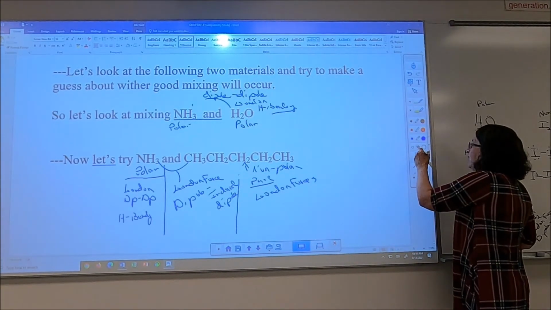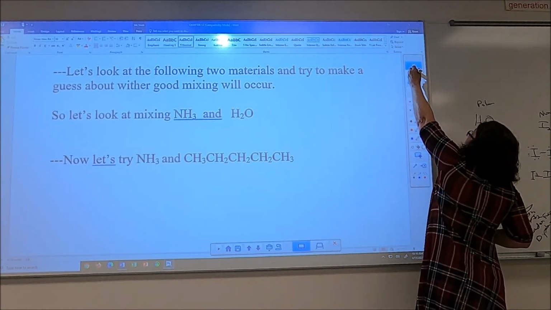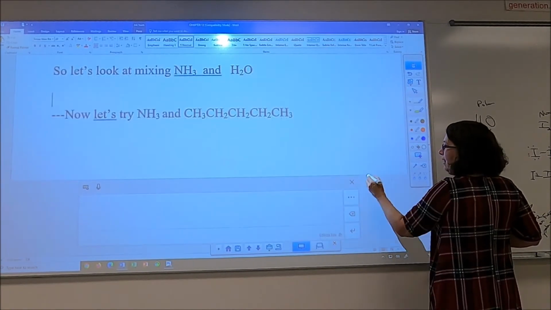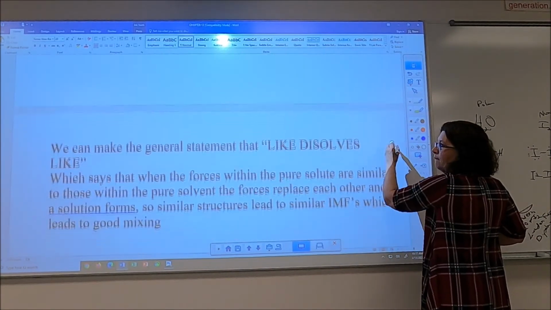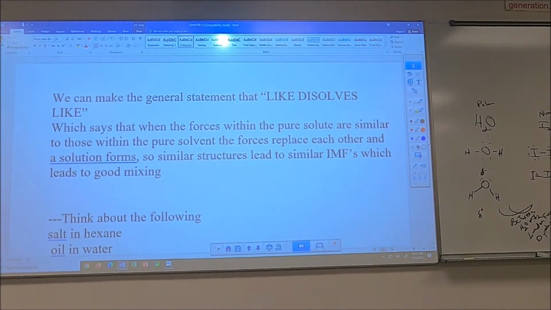Okay, so let me erase here. And let's scroll up. So just remember the general statement, like dissolves like. The more alike the two substances are before we try to mix them, the easier they're going to mix. So if you look at the list of intermolecular forces that you can see between the two in the pure substance, and they match very well, you're going to have good mixing. The more different they are, the poorer the mixing.